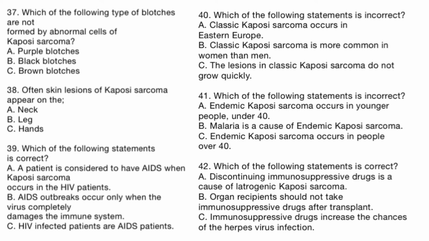Kaposi sarcoma is a type of cancer that forms from the cells that line blood vessels or lymph. It usually looks like tumors on the skin or on mucosal surfaces, such as inside the mouth. However, Kaposi sarcoma tumors can also develop in other parts, such as in the lymph nodes, digestive tract, or the lungs. The abnormal cells of Kaposi sarcoma form red, purple, or brown tumors or blotches on the skin. These affected areas are known as lesions.